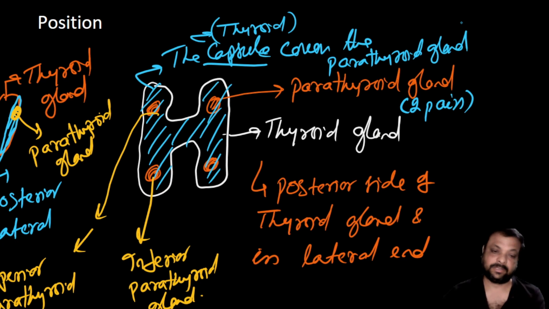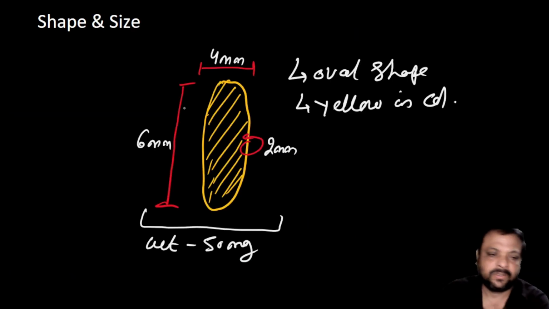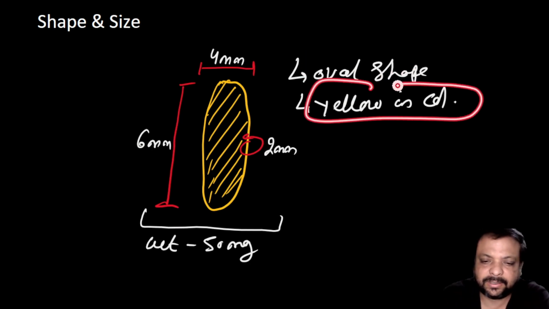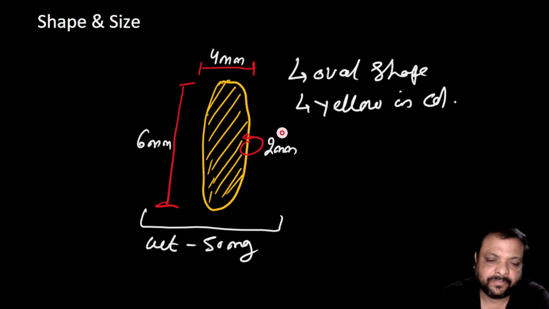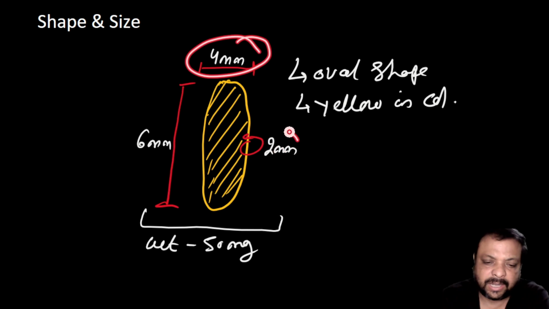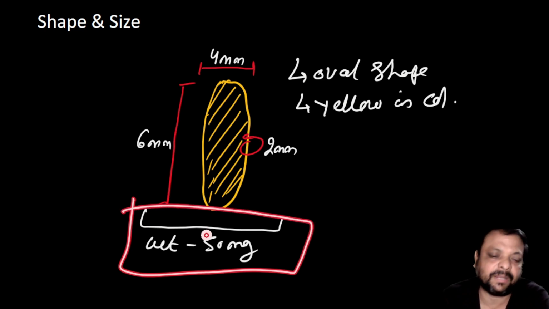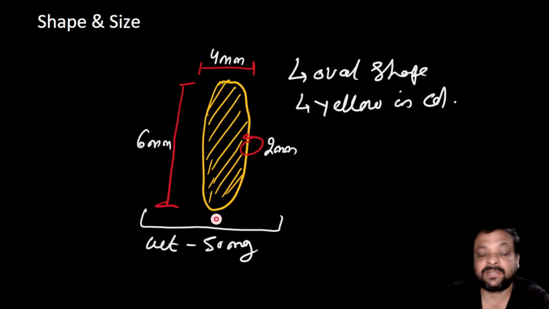Let's talk about its shape and size, and then we'll go for its structure. Normally the shape of the parathyroid gland is oval and it is yellow in color. The length is 6 millimeter, the width is 4 millimeter, and the thickness is 2 millimeter, and the weight of each gland is about 50 milligram. So this is all about the shape, size, and weight. Now let's talk about its structure.